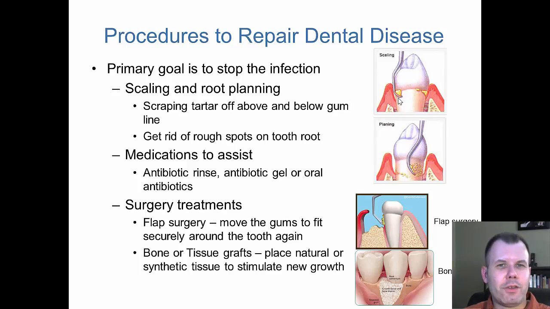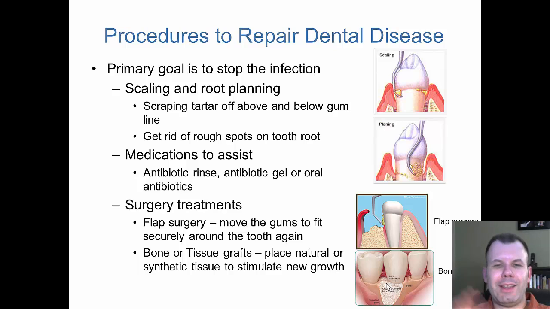So again, not aggravating the gingiva and actually calming down the inflammation. Sometimes you might get medications associated with this: an antibiotic rinse, antibiotic gel, or oral antibiotics to get rid of the infection. And then finally, there are some surgical treatments that can be done to get underneath and clear the infection, removing the gum back so that they can get down and clean this out. This is known as flap surgery, where they remove part of the gum to get back in there and then reattach it. Or they'll do a bone graft, taking bone from other parts of the jaw, or maybe some other part of the body, and putting it in to stimulate new growth.